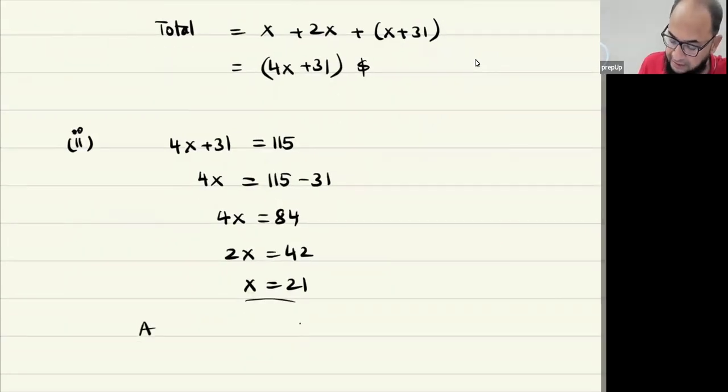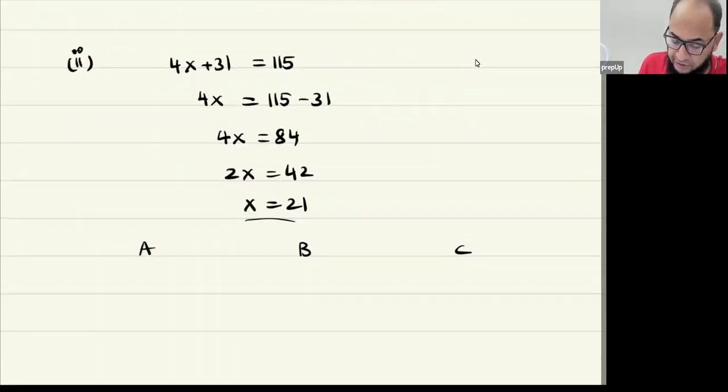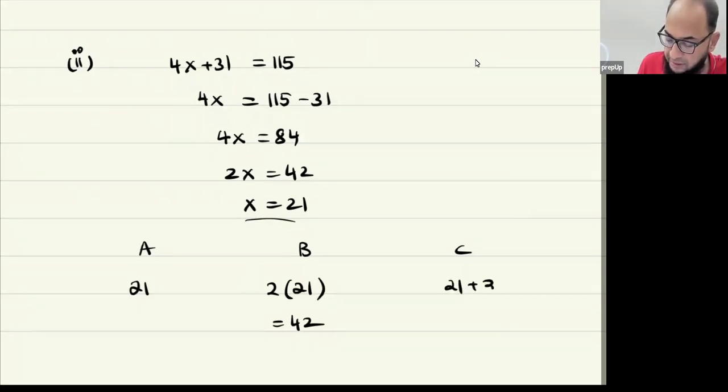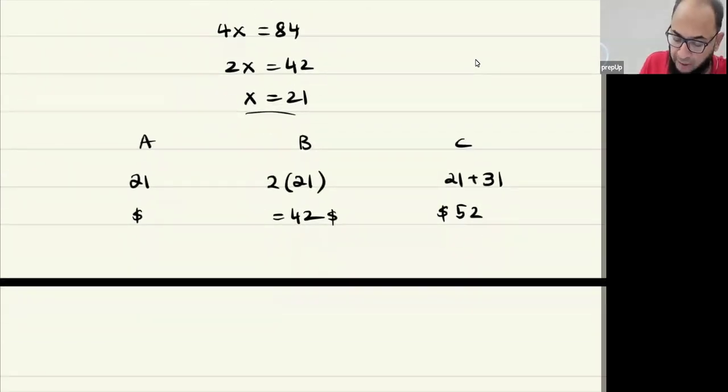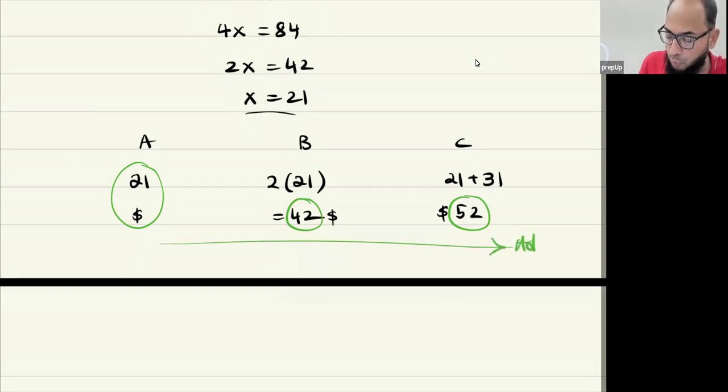That means there is A, there is B, there is C. Ellis received $21. Ben received 2 times 21, which is $42. And the third person, Chris, received $21 plus 31, 20 plus 30 is 50, so $52. That is the amount each person received. And if I just want to double check, 21, 52, 42, if I add it all up, it amounts to $115, and that's just a double check.